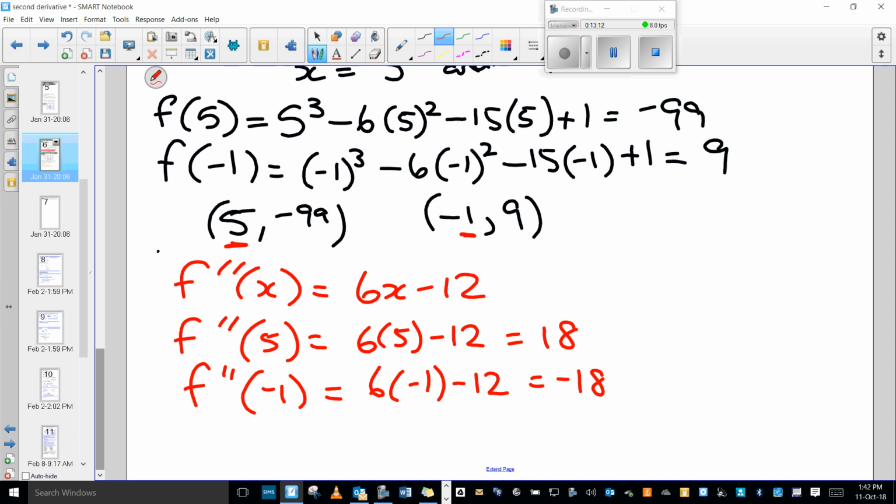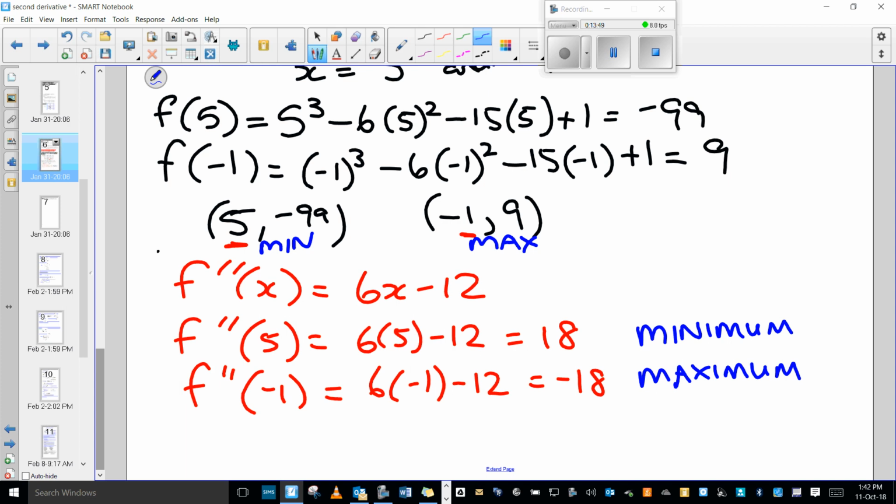So we found that when x was 5, we got a positive value for the second derivative, which means it is a minimum point. And when x was -1, we got a negative value, so it was a maximum. So this point here was our minimum point, this point here was our maximum. So you do the second derivative. That's all I did.